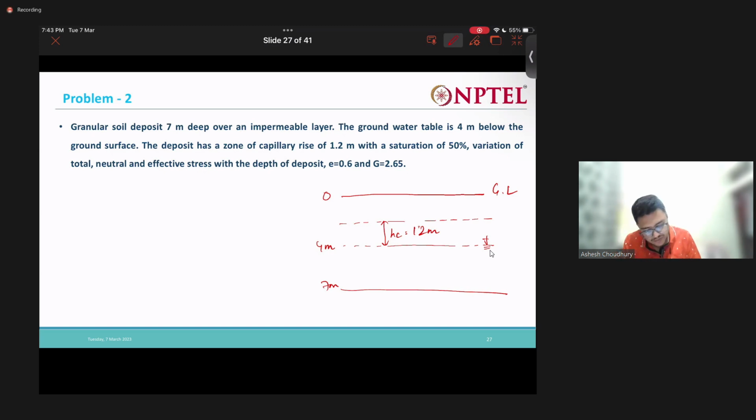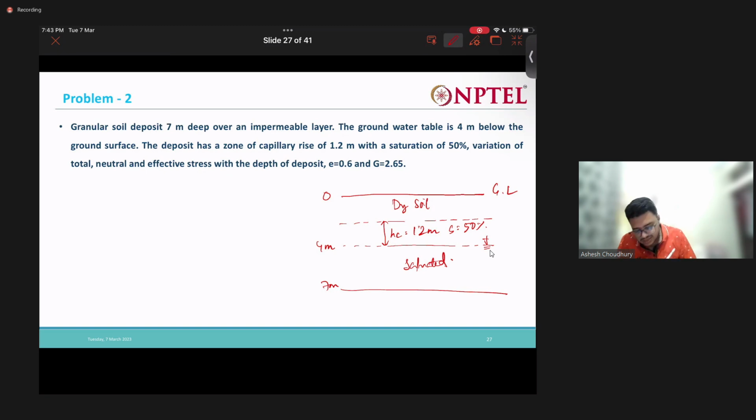So also it is given that saturation at the zone of capillarity is 50%. Now let us first calculate the unit weights. Above this it's dry soil. Here the soil is moist, and here it's saturated soil.